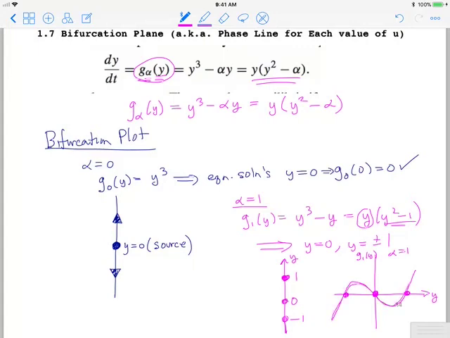So here's a graph. And therefore, when y is bigger than 1, we have arrows that point upward. Between 0 and 1, in this region, the right-hand side is negative, so the arrows point down. Between negative 1 and 0, they're positive, and less than negative 1, negative again. So we're seeing y equals 1 being a source, y equals 0 being a sink, and y equals negative 1 is a source again.